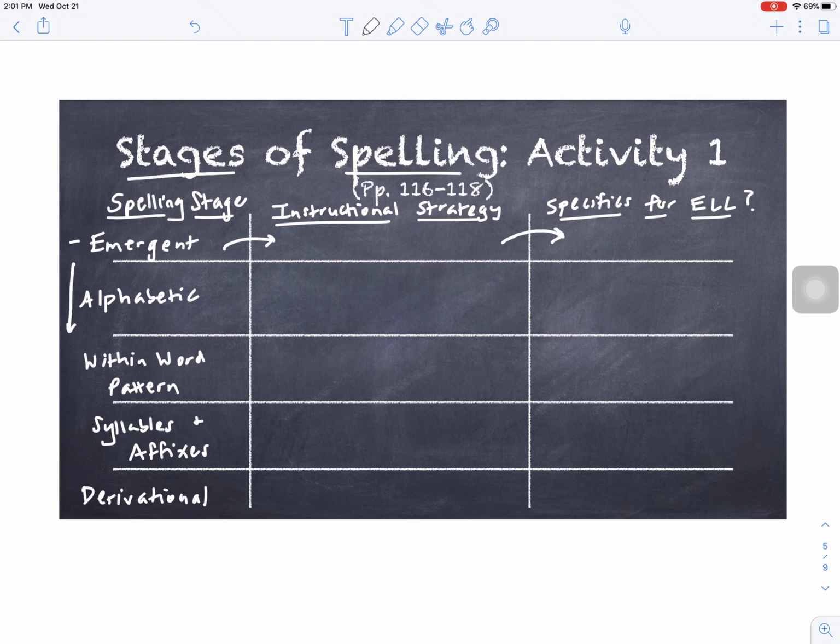So you'll have an instructional strategy that is very helpful and useful for a student in the emergent spelling stage. And then after you write your instructional strategy that's good for all learners in that stage, you'll write a little bit about the specifics to support an English language learner who's in the emergent spelling stage. Then you'll go to alphabetic, and you'll do the same thing based on what DeVries is telling you in the text on pages 116 to 118. After you've filled this out, then you'll screenshot it and upload it to Activity 1 on Moodle.